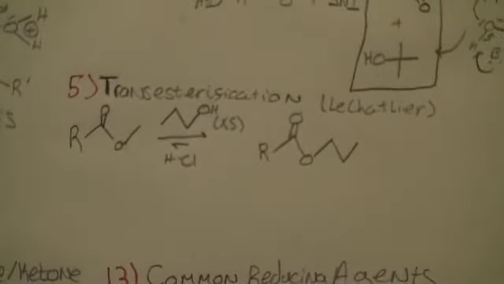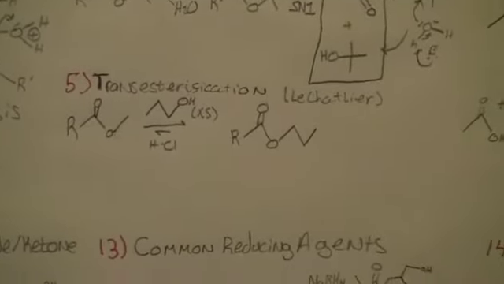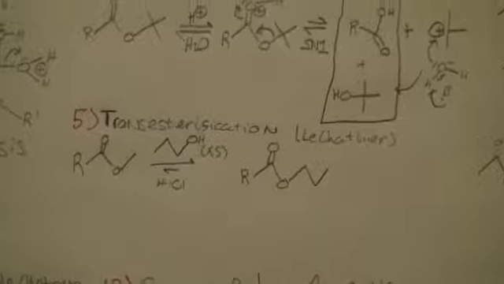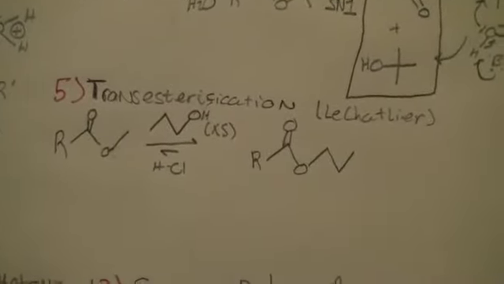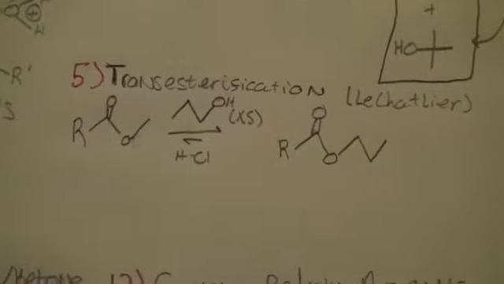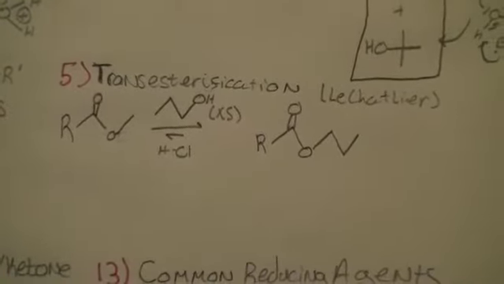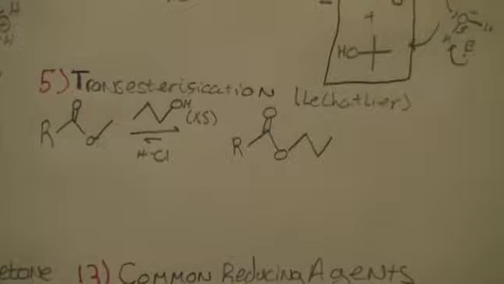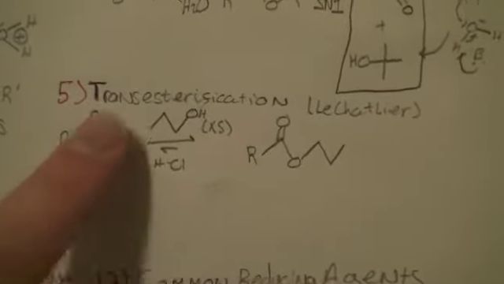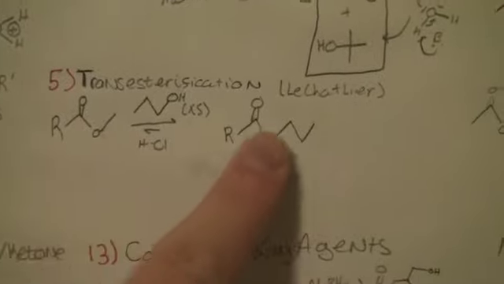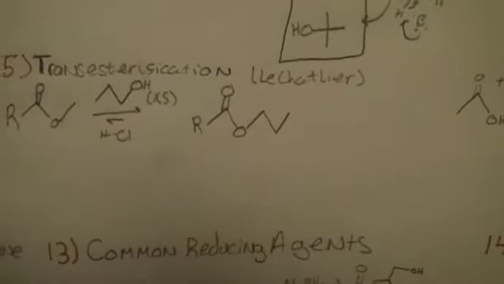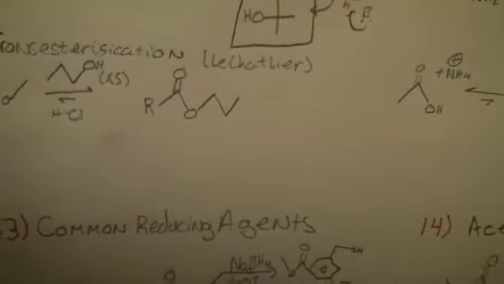5, transesterification, and this is really similar to some stuff we're going to see later, so this is a good one to know. You have an alcohol, and you mix it with an ester, and you get a different ester. What keeps it from going backwards is that you put so much of this in that it swamps it out and drives it toward the products. It's your old friend Le Chatelier.